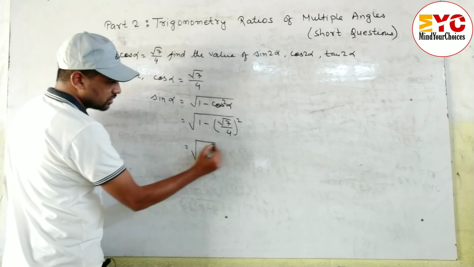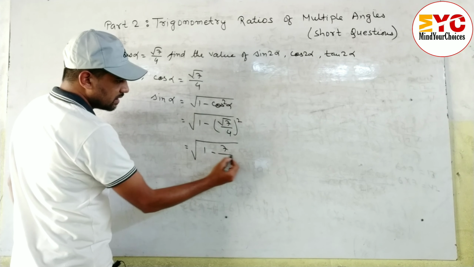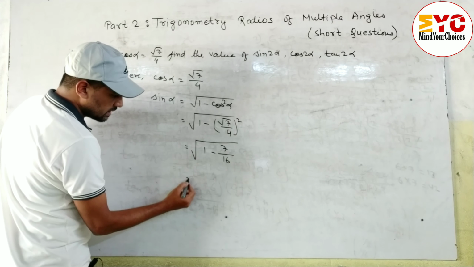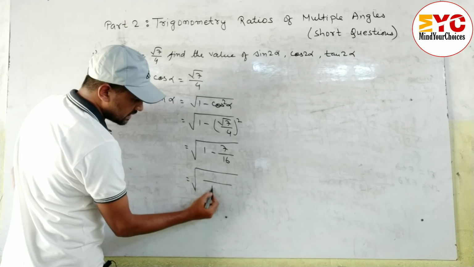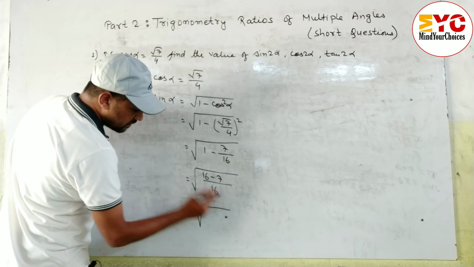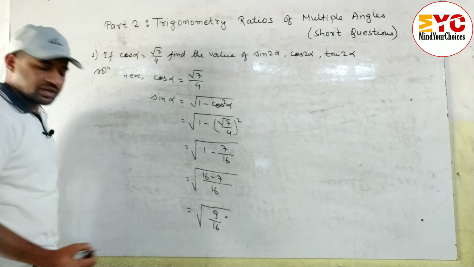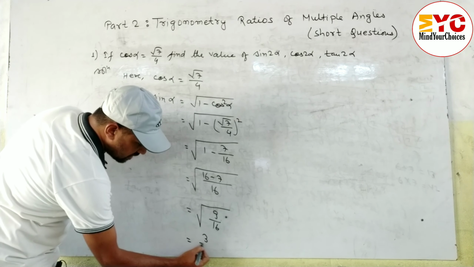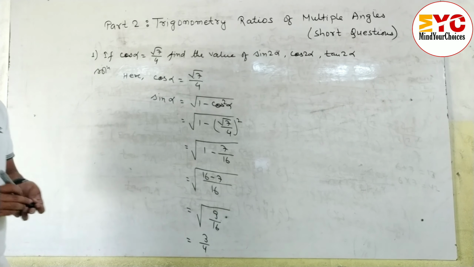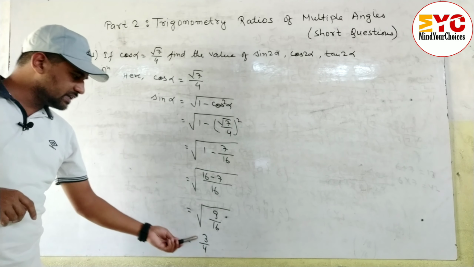And after that, root under 1 minus root 7 square means 7, 4 square means 16. After that, taking LCM 16, 16 minus 7, root under, when you subtract these two we get 9 by 16, which is equal to 3 by 4. Root 9 means 3 and root 16 means 4. So the value of sin alpha is 3 by 4.